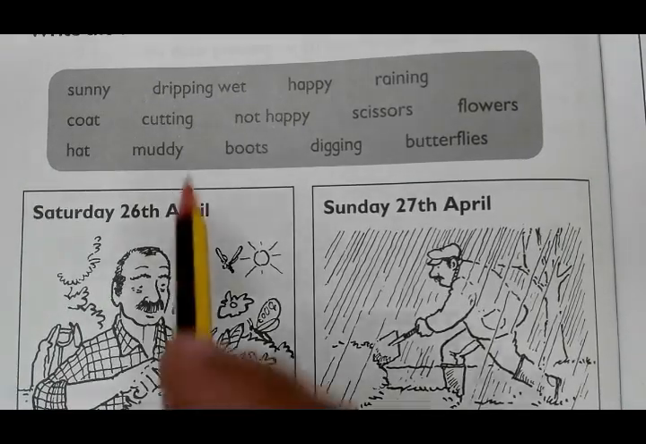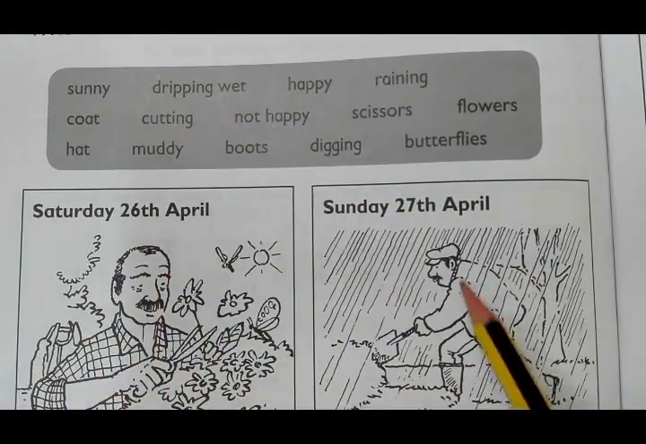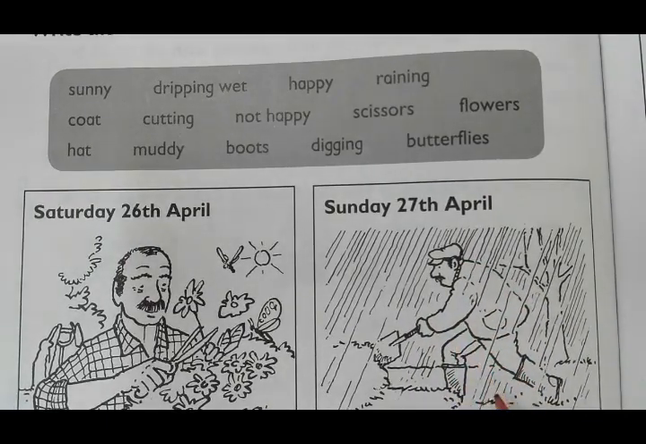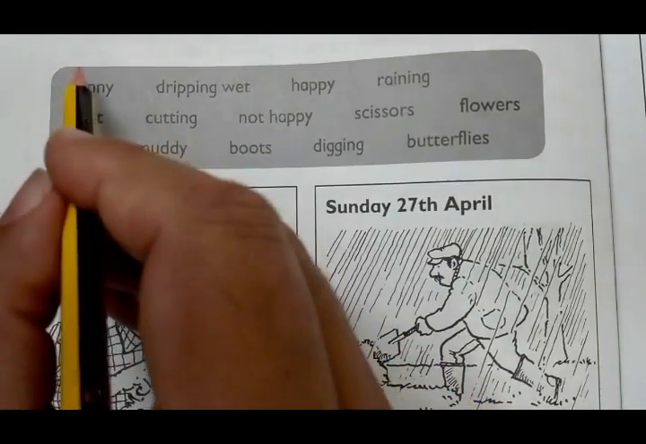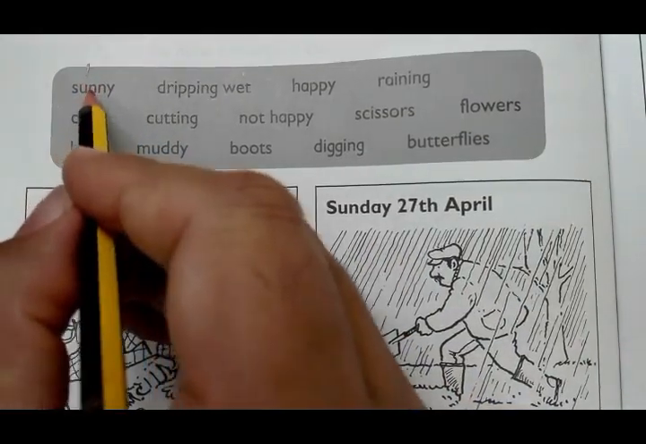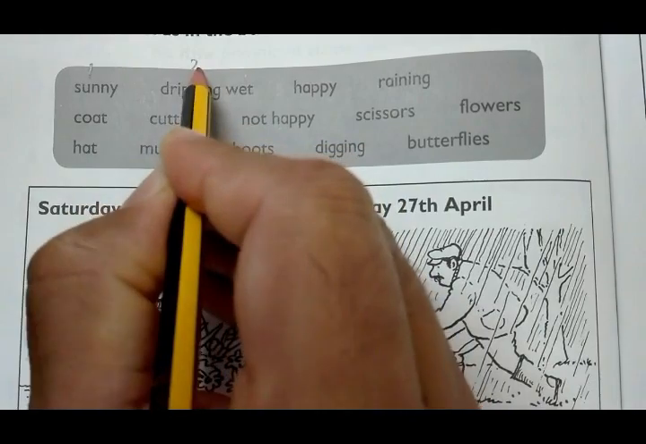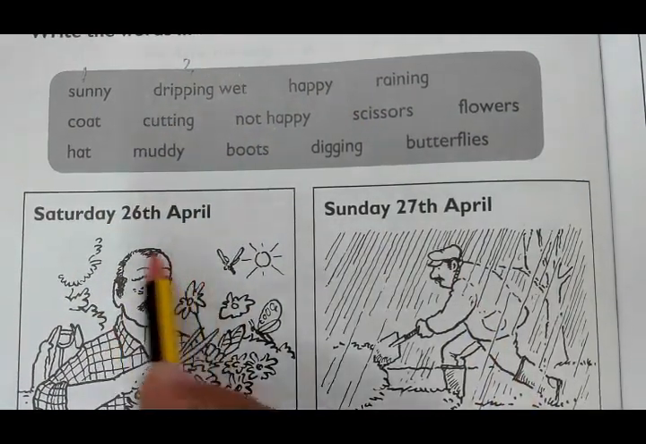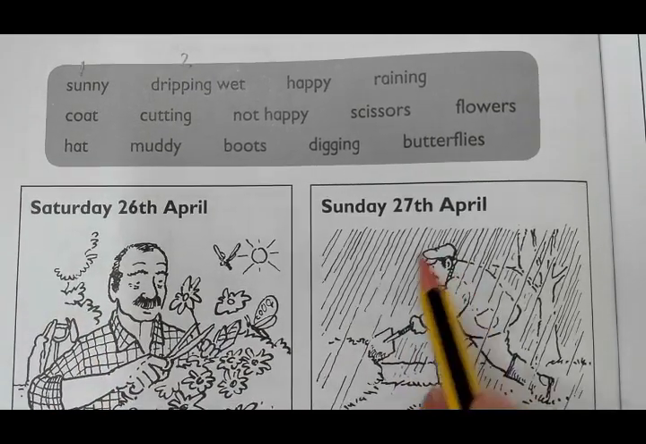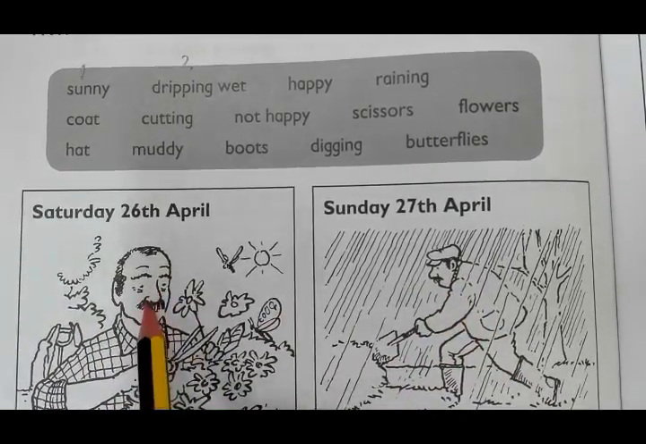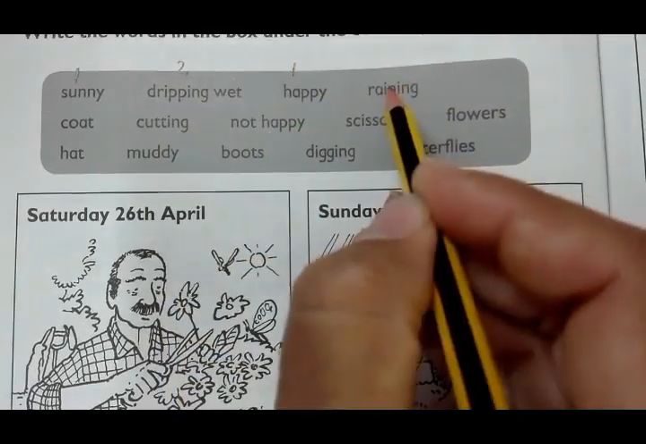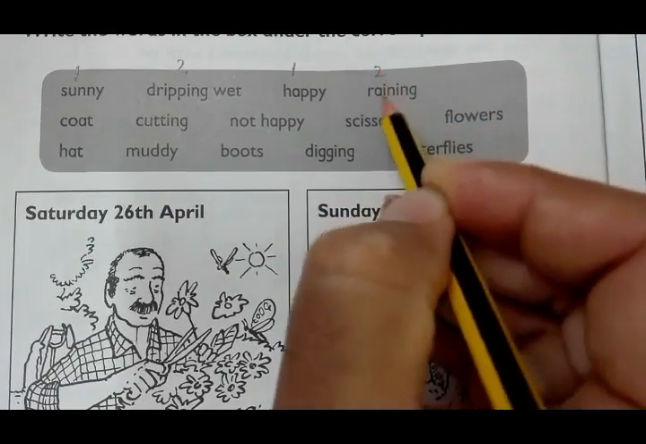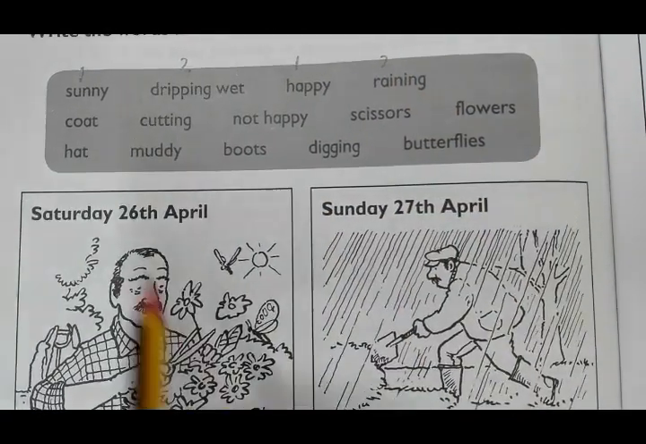Number 2. Dripping wet. Because here it is raining, so his dress is dripping wet. So write under this picture dripping wet. So this will be under picture number 1 and this will be under picture number 2. Here is happy. He seems happy in this picture, but he doesn't seem happy here, so write happy under this picture. Raining. Here it is raining, so write this word raining under the second picture.